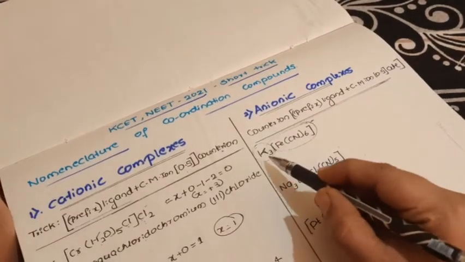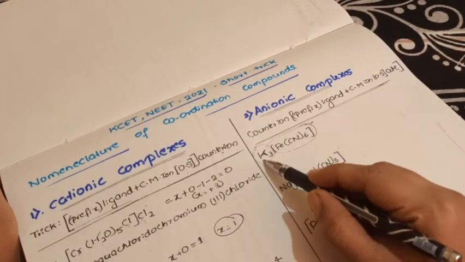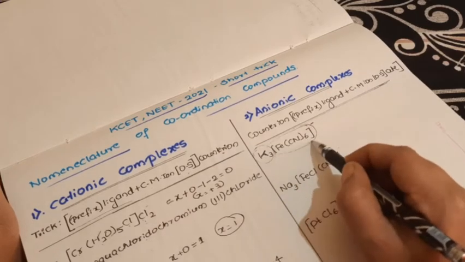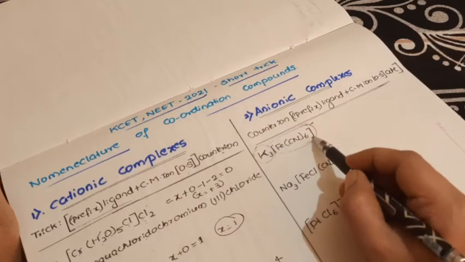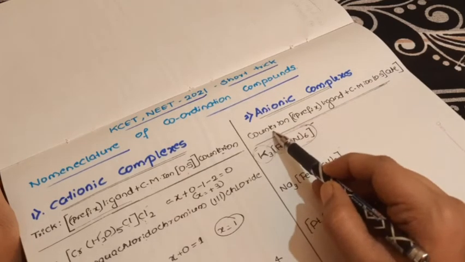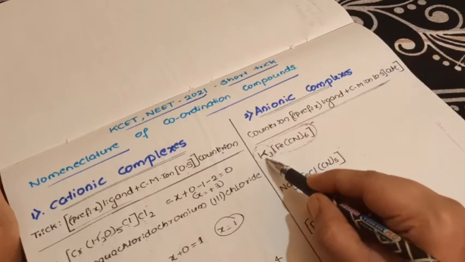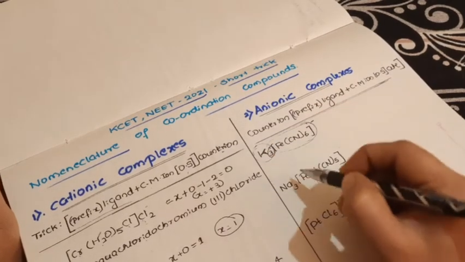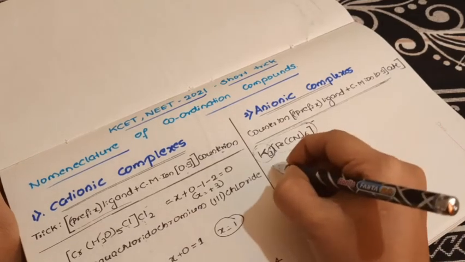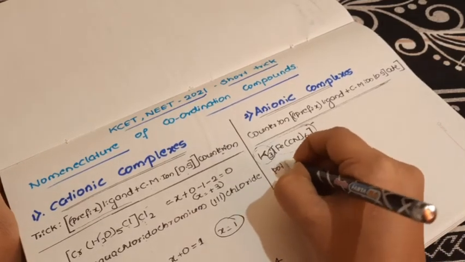See the counter ion, it's positively charged, so obviously the coordination sphere is negatively charged. So it's an example of an anionic complex. Now name the counter ion. We're going to call it potassium. Again I'm repeating, no need to worry about its number while nomenclating. So I'm going to write potassium.